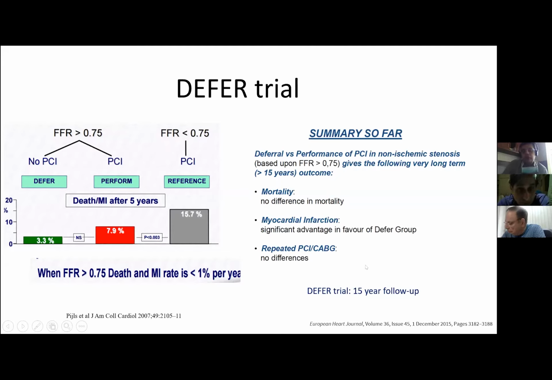Now, the 15-year follow-up data was published in 2015, which summarizes that for mortality, there is no difference. For myocardial infarction, there is a significant advantage in favor of the DEFER group. And for repeat PCI and CABG, there is no significant difference.